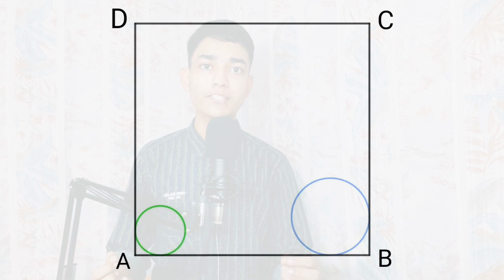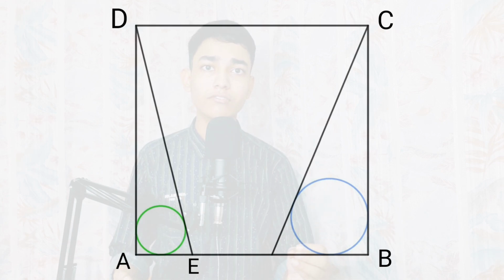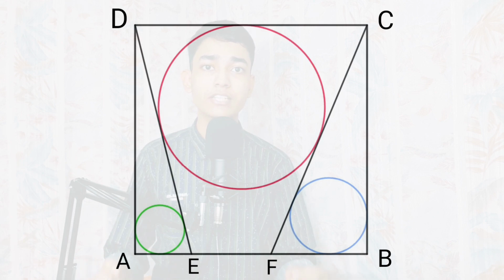Now we draw a line segment from the point D that is tangent to this unit circle and intersects AB at point E. And now from the point C, we draw a line segment that is tangent to the circle of radius 6 units and intersects AB at point F. Now we draw a circle of radius 12 units that is tangent to the line segments CD, CF and DE.